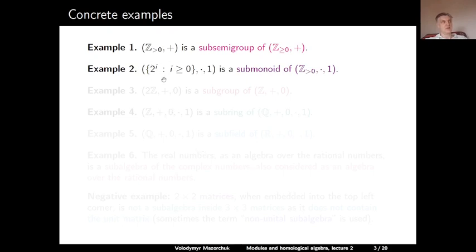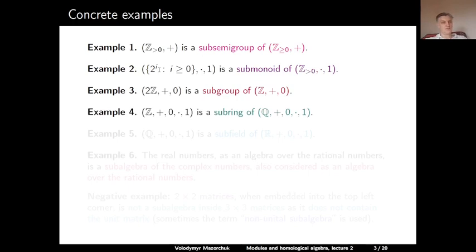Note that our set of the powers of 2 contains 1 because this is 2^0. And then if you take 2^i times 2^j, you get 2^(i+j). Example 3. The set of all even integers is a subgroup of the group of all integers with respect to addition. Indeed, 0 is an even integer, the sum of two even integers is an even integer, and if you have an even integer, its opposite is again an even integer.